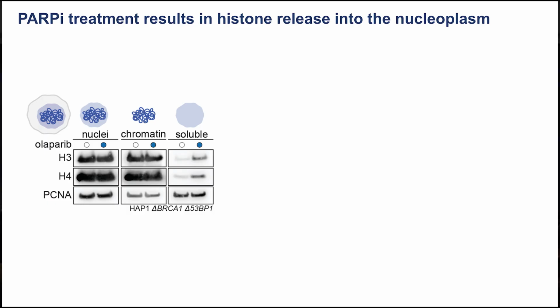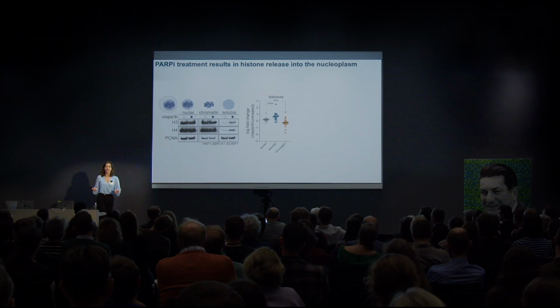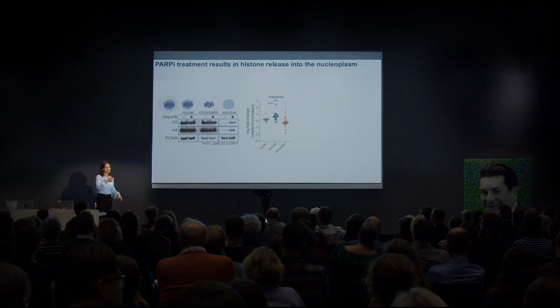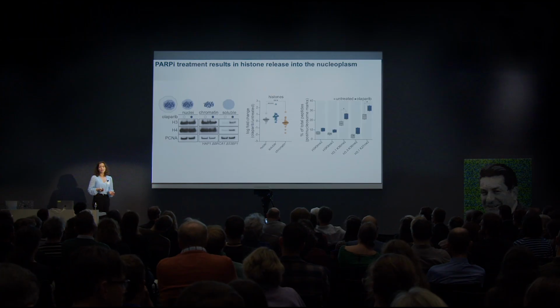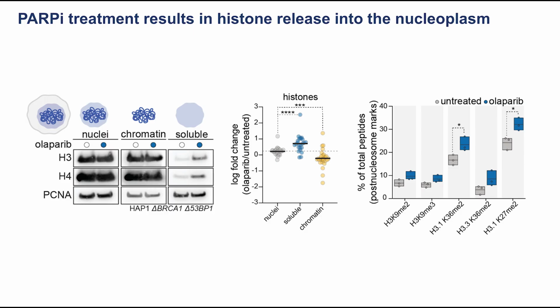Further, we could validate this by mass spec. We could also observe the same thing. And actually, we could also observe a concomitant decrease in the chromatin fraction that suggested to us that these histones might be released from the chromatin into the nuclear soluble fraction. And this is indeed the case because if we look at the post-translational modifications that these soluble histones carry, they carry mainly post-nucleosomal marks, meaning they have been in contact with the chromatin before.